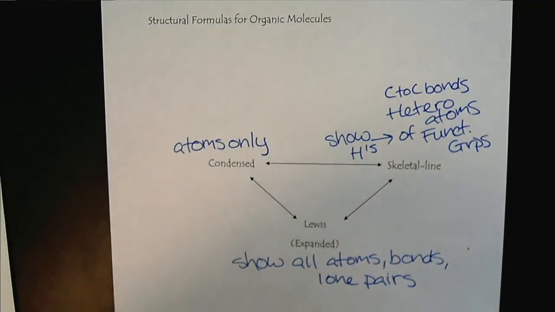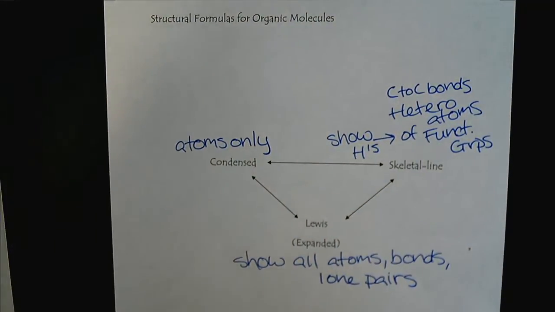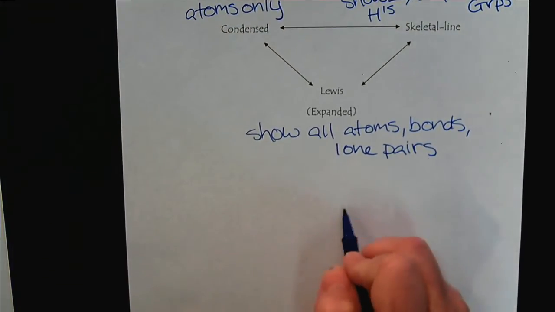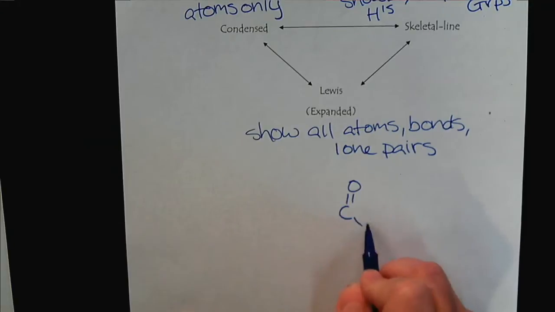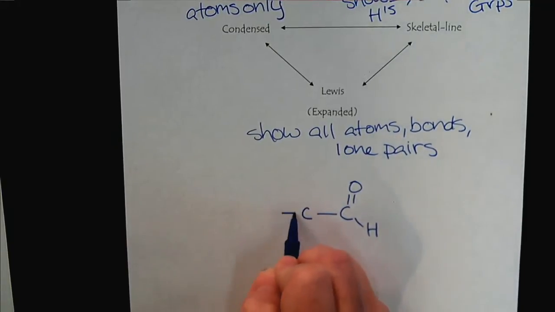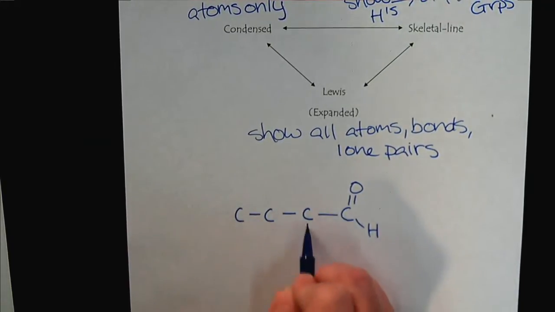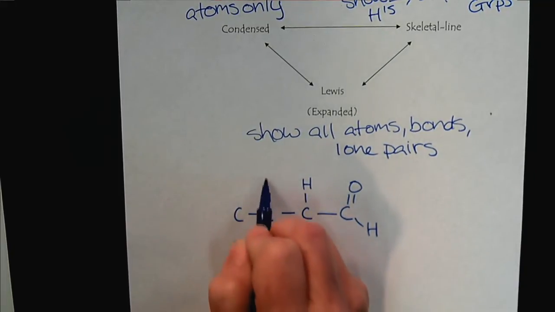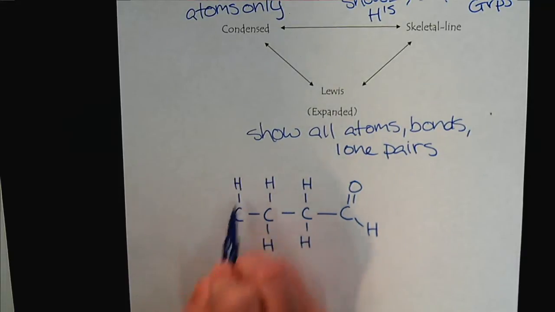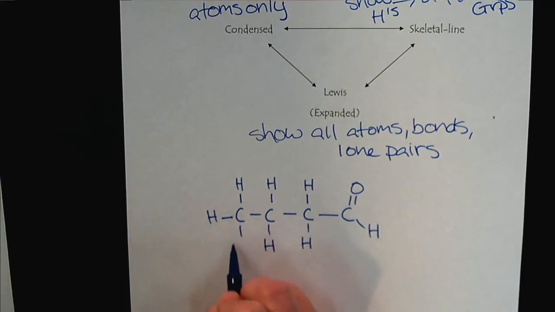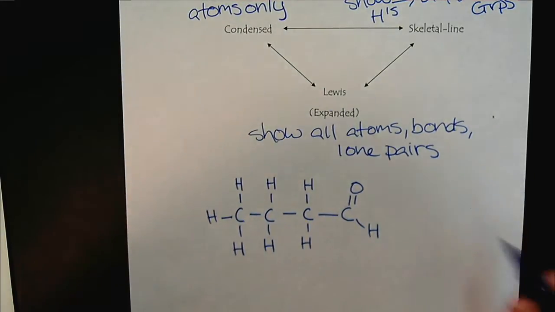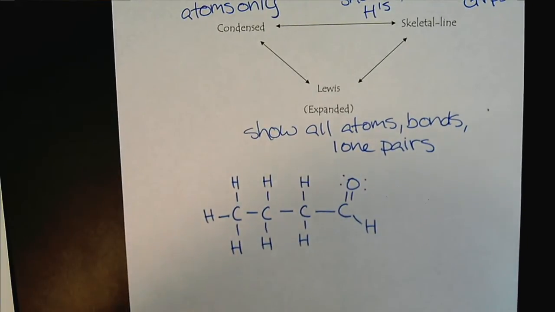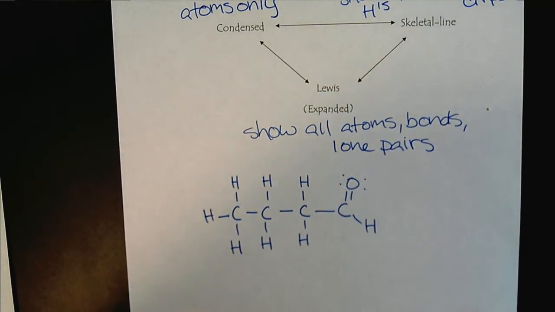Alrighty, so let's start with where we're familiar. So if we were to do the Lewis structure for this compound here, this will be butanal. We are showing every carbon atom, every hydrogen atom, every bond. And then when we see oxygen, we recognize that we have two lone pairs. All right, so this would be the expanded structural formula or the Lewis structure.